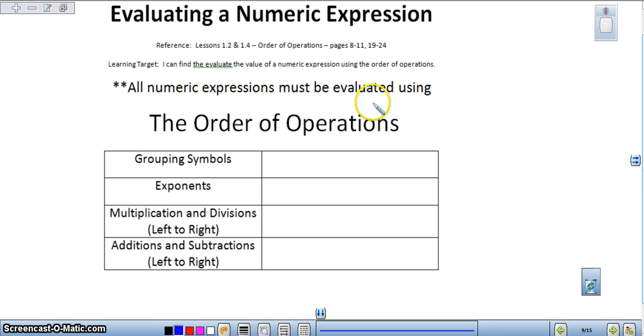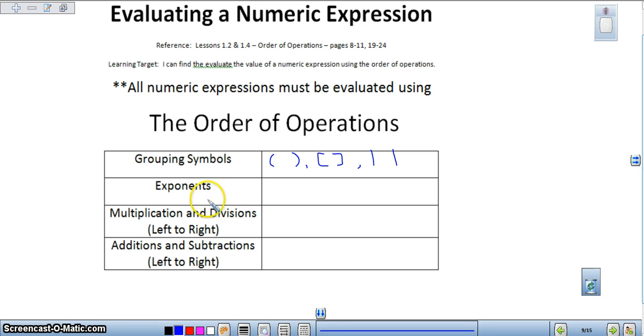All numeric expressions must be evaluated using our grouping symbols. What are the grouping symbols? It could be parentheses, a bracket, or our absolute value signs. All of those tell us to do what is inside of there first. Exponents are the second thing we're going to do. So anytime we have exponents, that is the second thing we look at.